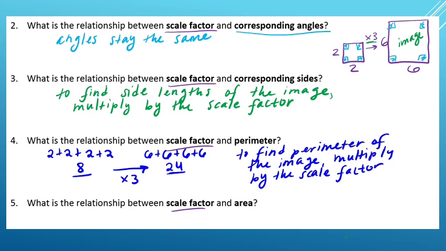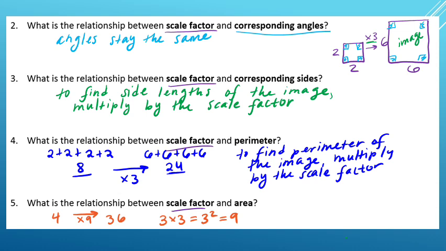And then lastly, I have scale factor and area. So my original area is 2 times 2, or 4, and my image area is 6 times 6, or 36. So you might be noticing here that's not just times 3, that's actually times 9. And at the same time though, you might realize that 9 is related to 3. 3 times 3, or 3 squared, is equal to 9.